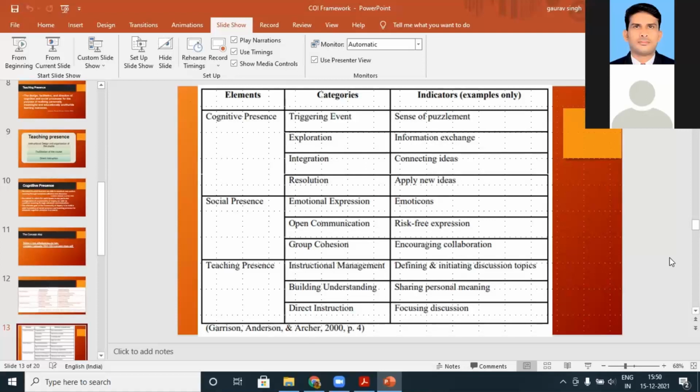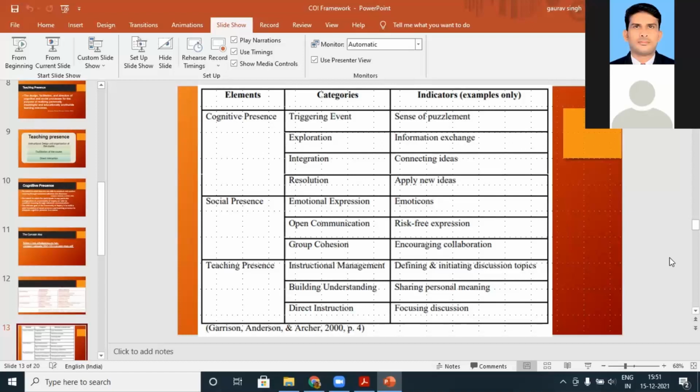We need to plan accordingly, activity by activity, session by session, concept by concept, what should be the triggering event, how we can trigger, how we can give an opportunity for information exchange, and for new ideas. You cannot put everything in one place. In your whole lesson, you may put the triggering event at one place, then applying the new idea at another place, and connecting ideas also.